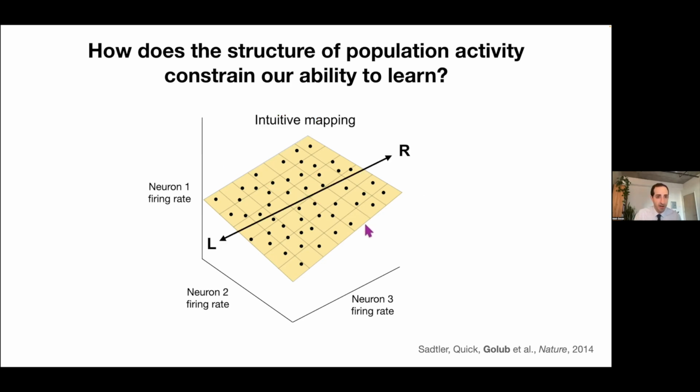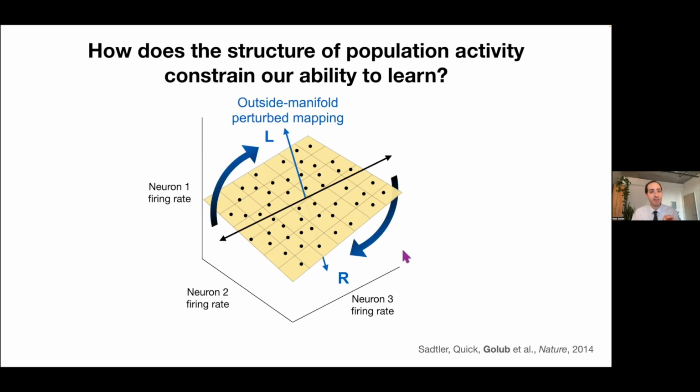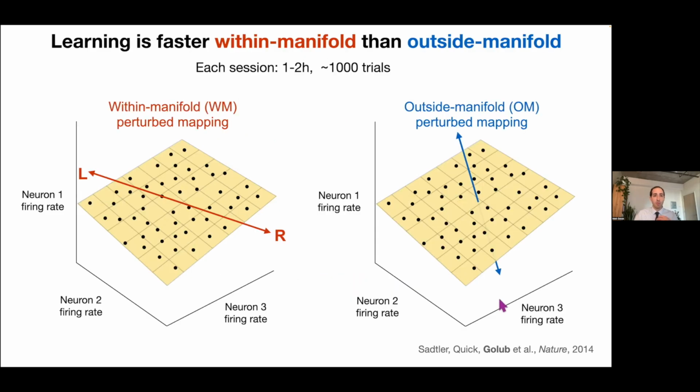Then in a second set of experiments, we changed the BCI mapping so that the new mapping lies outside of the manifold. And this is asking the animal to learn to generate activity patterns outside of the manifold. And what we found was the within manifold perturbations were much more learnable on the 1 to 2 hour timescale of our experiments, meaning learning is faster within the manifold.